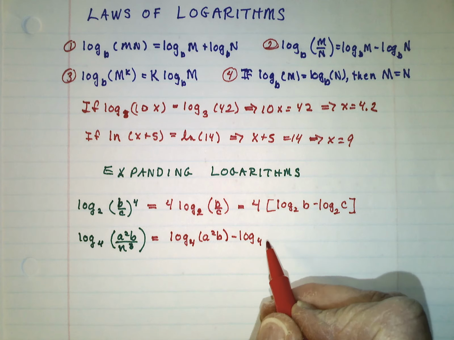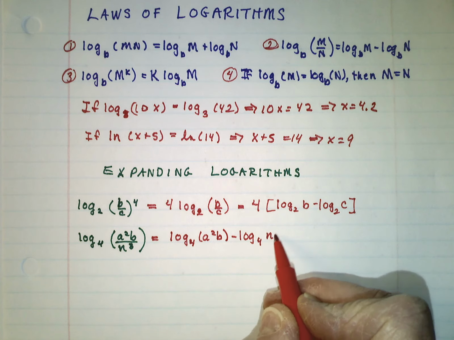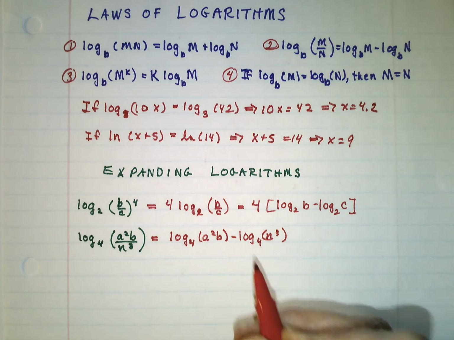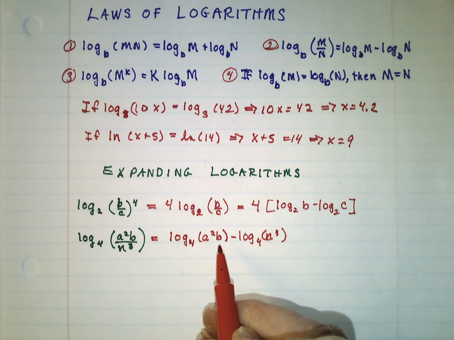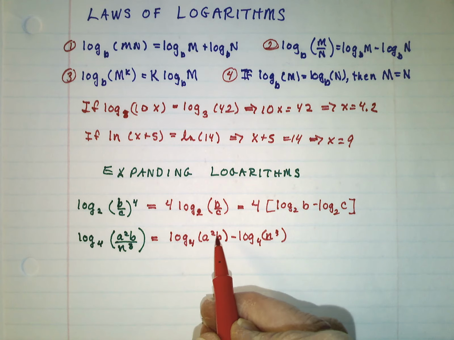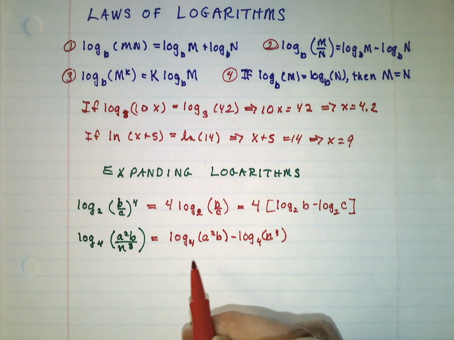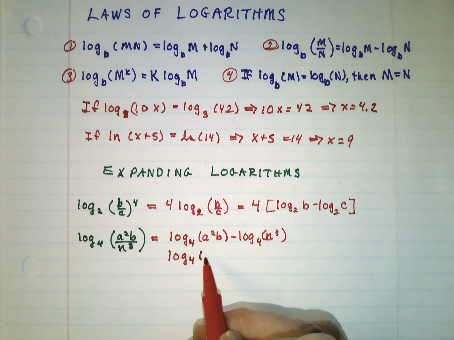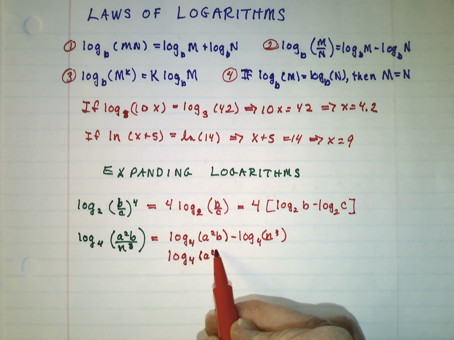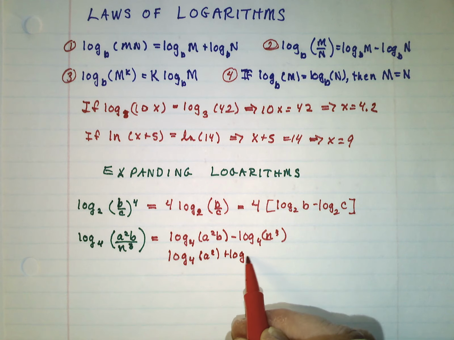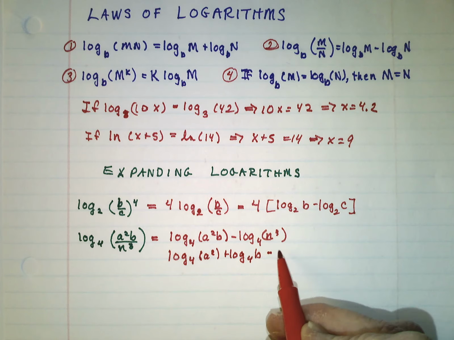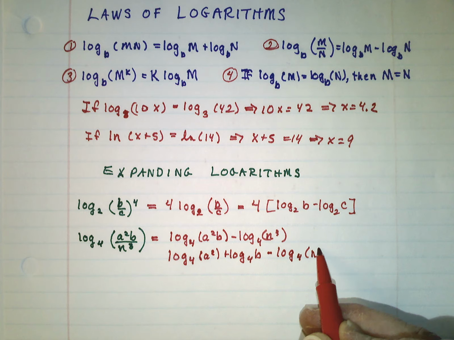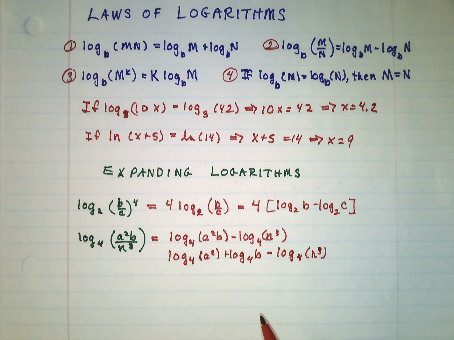We've got log base 4, log base 4. And then within this first term here, we have multiplication. So we can rewrite that as log base 4 of a squared plus log base 4 of b minus, waiting for us is log base 4 of n to the third.